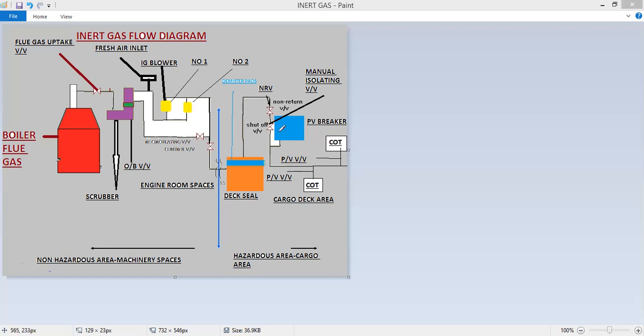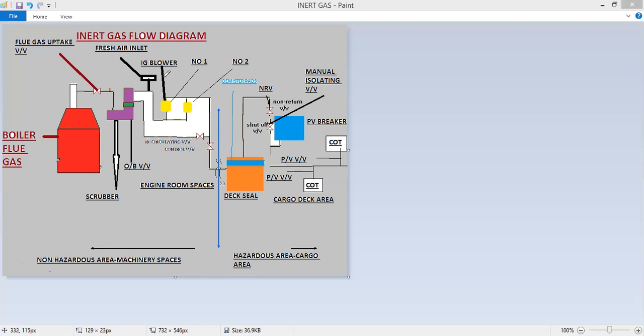All the area on the ship is divided into two parts. One is the non-hazardous area and one is the hazardous area. Basically, the hazardous area is the cargo working area, which is mainly the deck, and the non-hazardous area is basically the machinery spaces, because in the non-hazardous area it is purely the inert gas or the flue gas which is present, which is not flammable. But in the hazardous area there are flammable gases present, and if these flammable gases mix with the inert gas and flow back into the machinery spaces, they might cause fire or explosion. So this is the normal functioning of the inert gas, and this is the flow diagram of the inert gas.